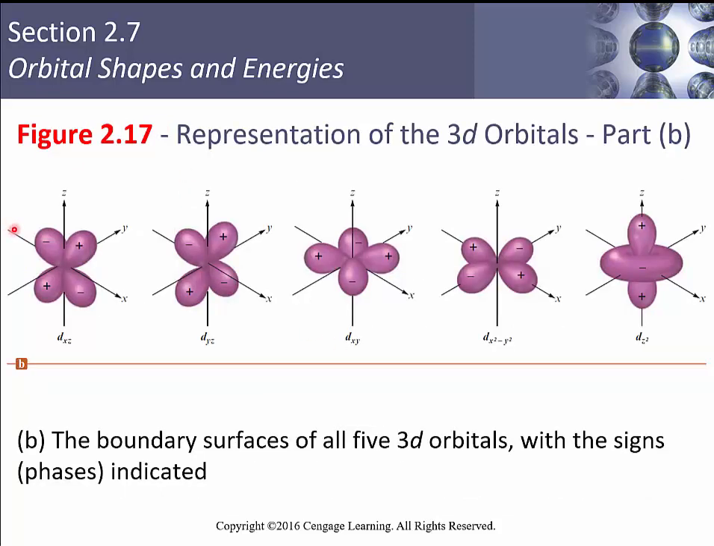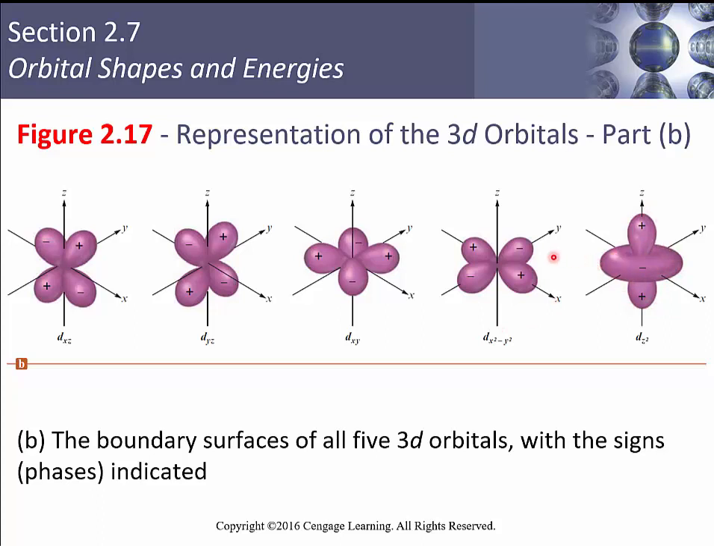So our dxz is going to have some component up on the z-axis and along the x-axis. So it's going to be oriented along the x and the z-axes. The yz is going to be along y and z. The xy is going to be along the xy plane. And the x squared minus y squared is going to be on axis for x and y. And then our dz squared is going to look like a p orbital with a donut around it.